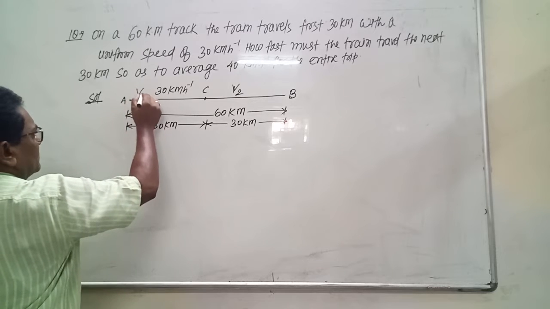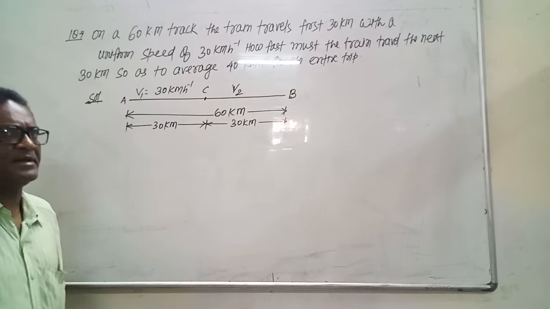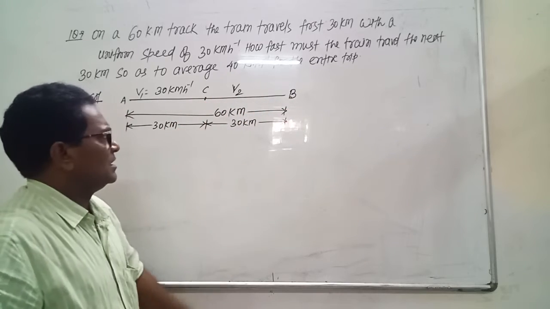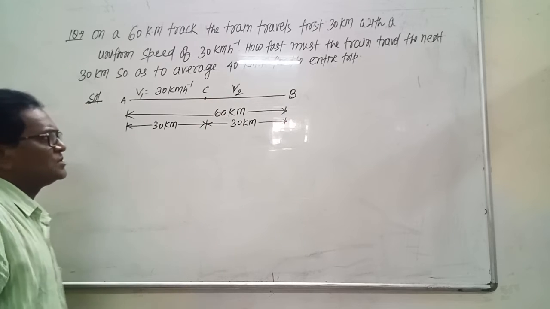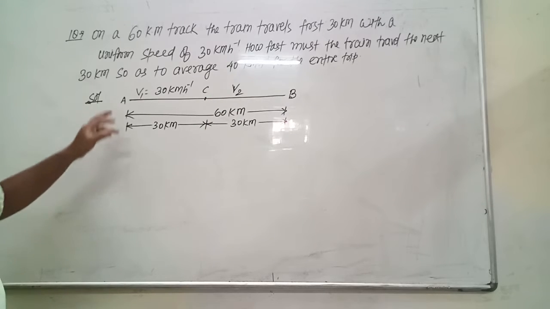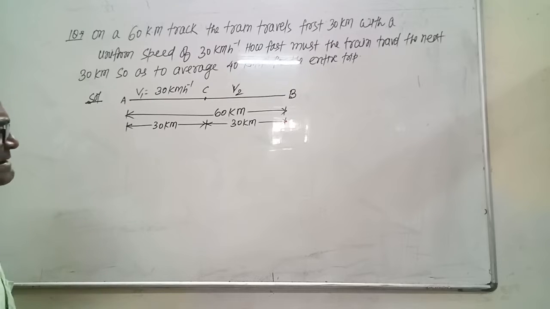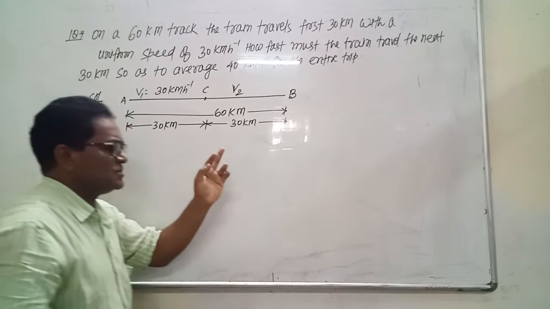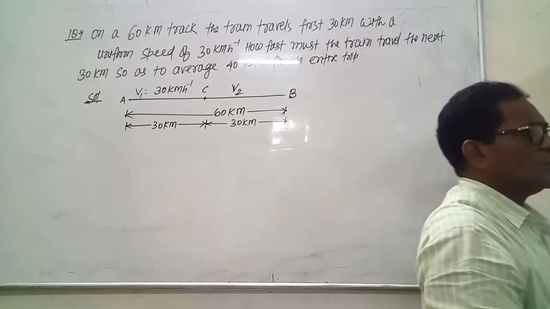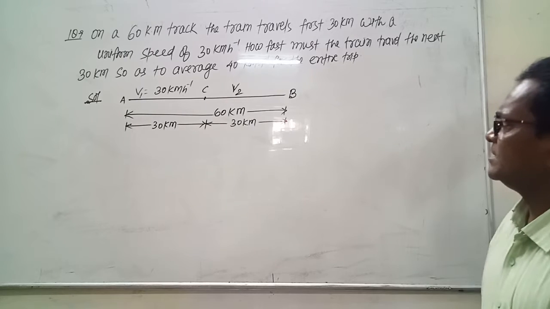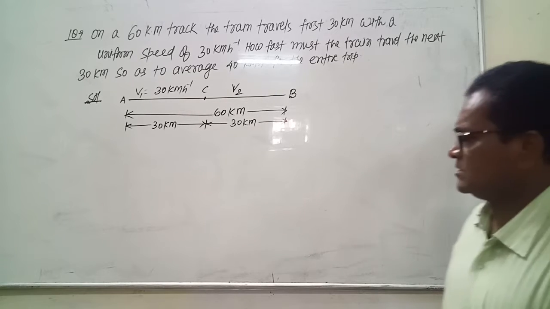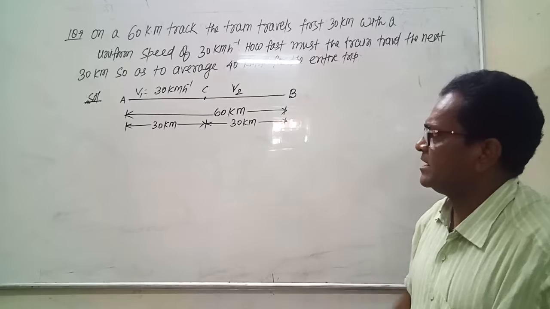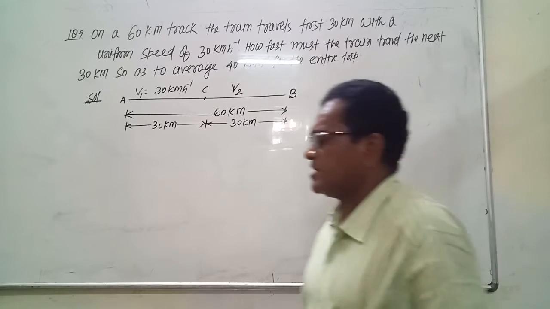This is V1 for the first 30 km, where the average speed is given as 30 km per hour, and for the next 30 km we have supposed that V2 is the average speed, so as to average 40 km per hour for the entire trip. For the entire trip, in going from A to C and from C to B, the total average speed is given as 40 km per hour. We have to find the average speed in going from C to B, which is 30 km.